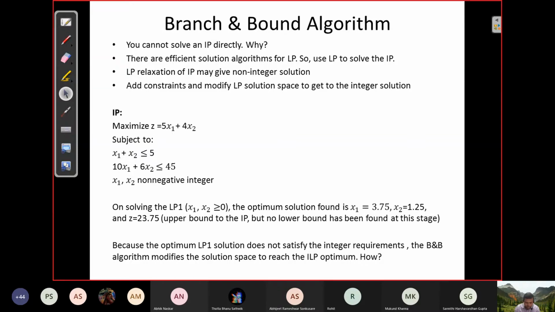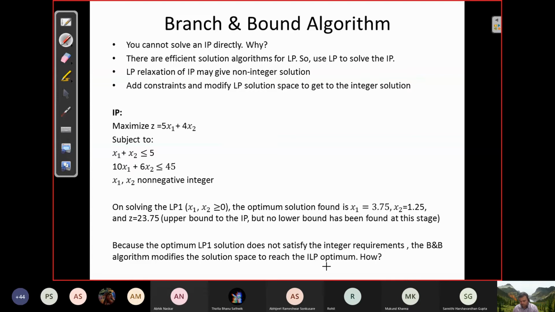Now we will see the example with this problem, where we maximize this function subject to these constraints. Two constraints are there, where x1 and x2 are non-negative integers. Now if we solve it as an LP, which we call the linear relaxation of the problem, then we find the value of x1 is 3.75, x2 is 1.25, and z is 23.75.